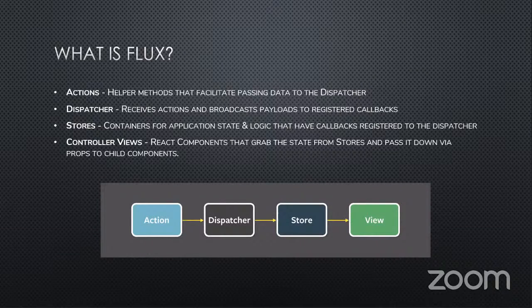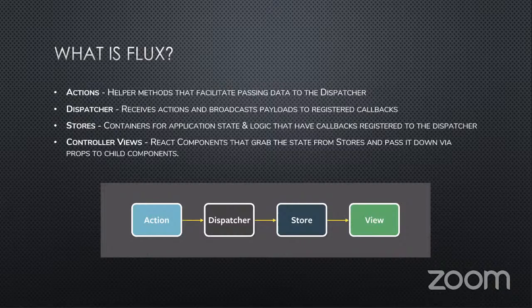So a Flux application has three major parts. The dispatcher is the central part of Flux. It's the central unit which holds all these components together. Action is the helper method that facilitates passing data to the dispatcher. So whenever you do an action on your application, it sends the data to the dispatcher. Now, what is the dispatcher? The dispatcher receives the action and broadcasts the payload to registered callbacks.